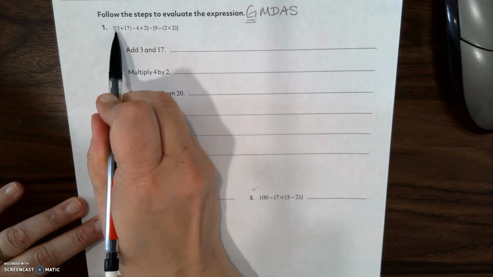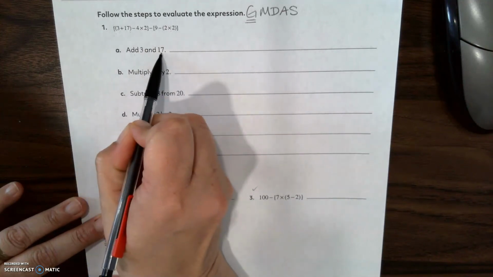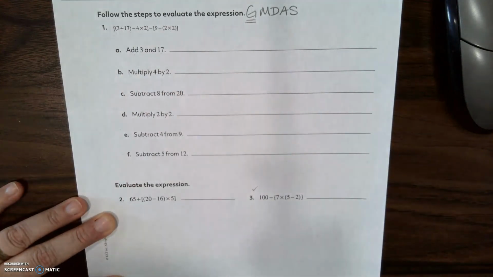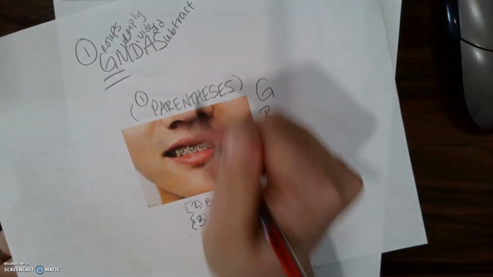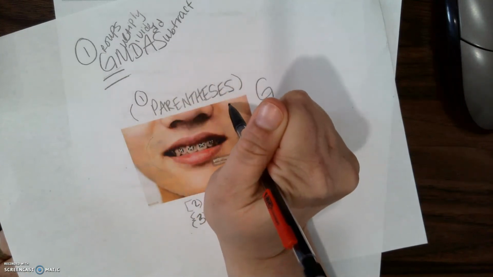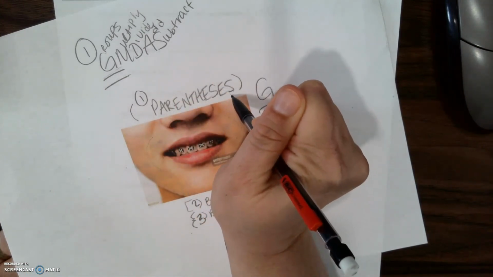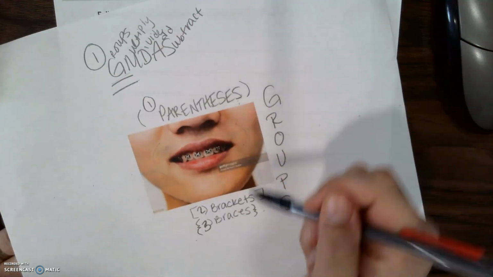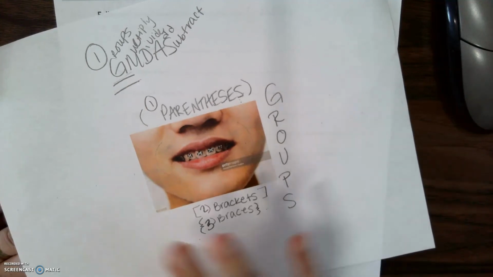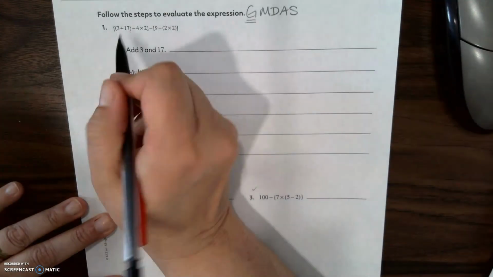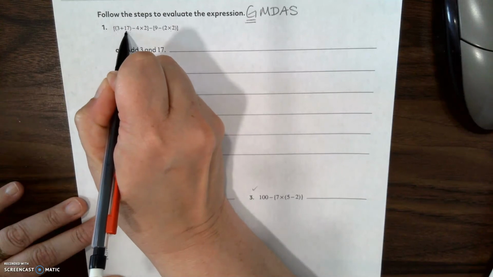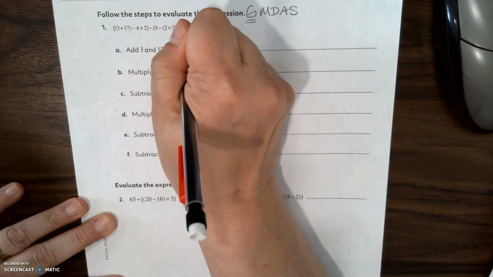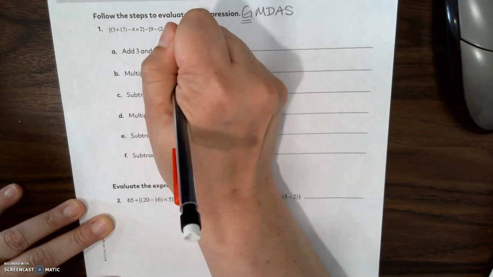The first thing it wants us to do is add 3 and 17. Why is that? Well, remember, parentheses was the very first thing in groups that we do, right? Parentheses, then the brackets, then the braces. So we work from the inside out. 3 plus 17 is in parentheses, so we're going to add those together. So 3 plus 17 is 20.